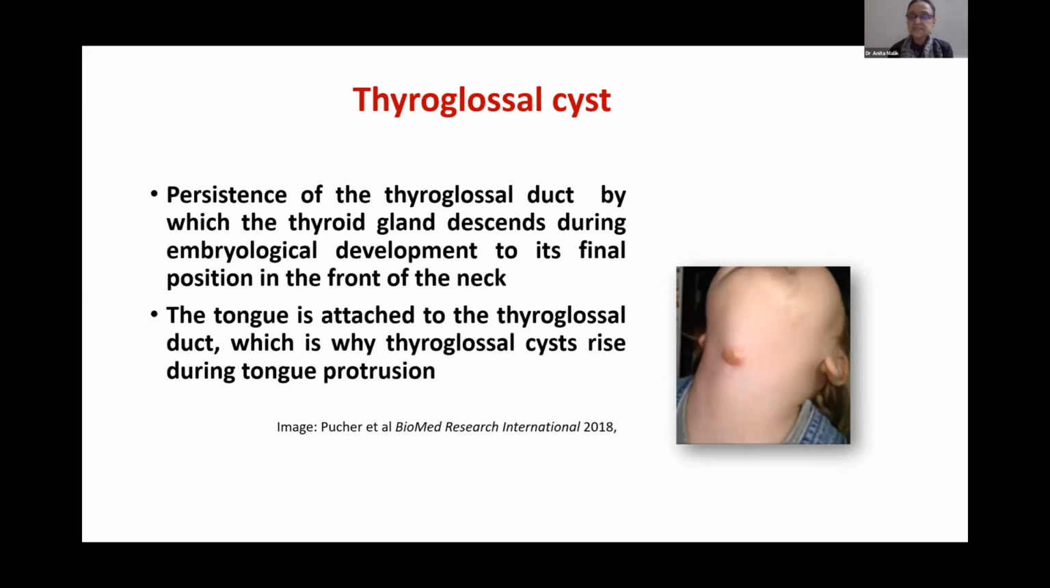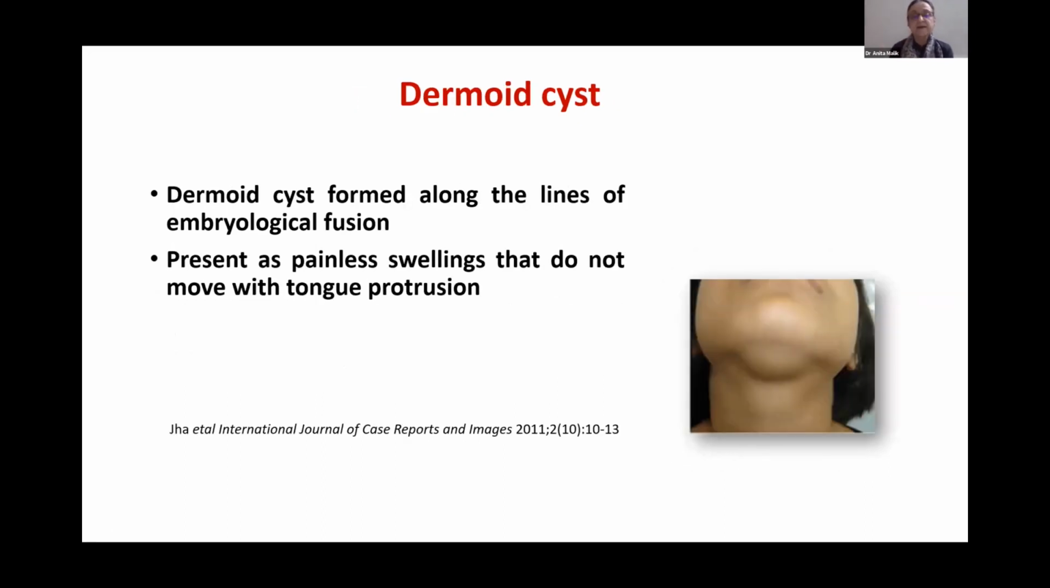Then thyroglossal cyst, it's the persistence of the thyroglossal duct by which the thyroid gland descends during the embryological development to its final position in the front of the neck. The tongue is attached to the thyroglossal duct, which is why thyroglossal cyst rises during tongue protrusion, and it's a midline swelling. Dermoid cyst is formed along the lines of the embryological fusion and presents as a painless swelling that does not move with tongue protrusion.